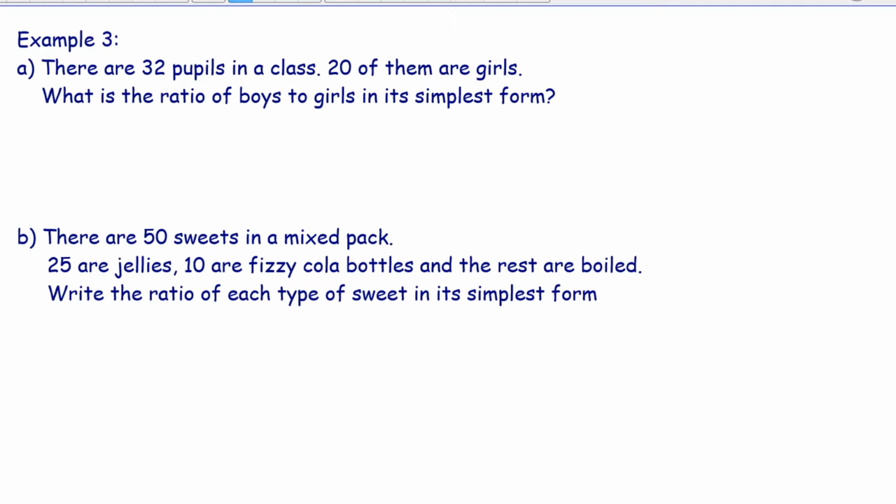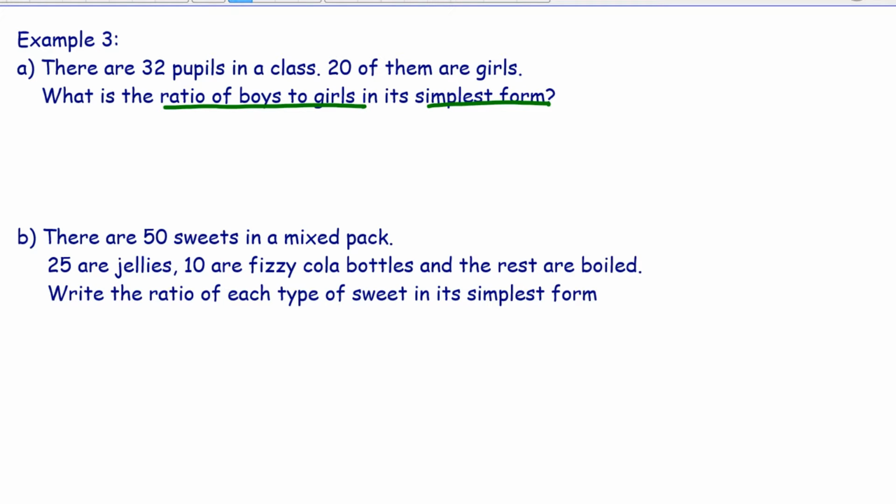Example 3, there are 32 pupils in a class. 20 of them are girls. What is the ratio of boys to girls in simplest form? So we have to identify how many boys we have, how many girls we have, and then we will be able to find the ratio of boys to girls in simplest form.